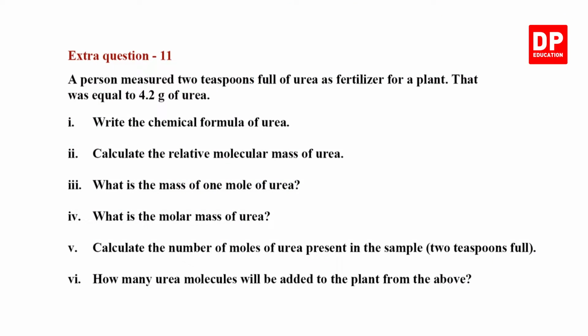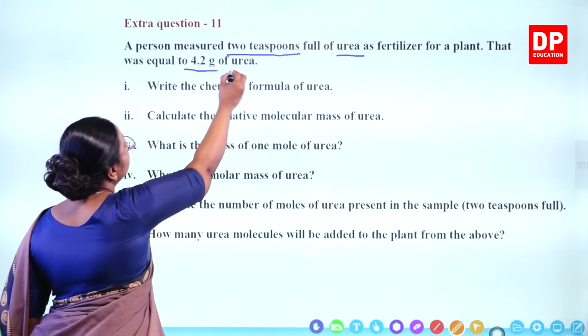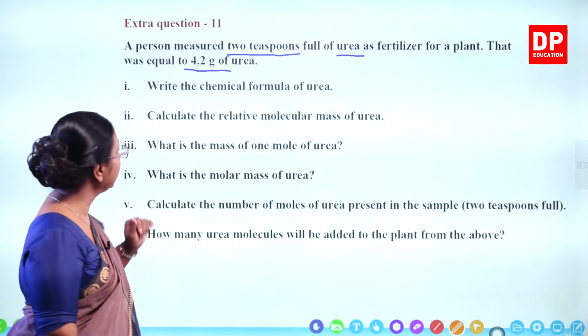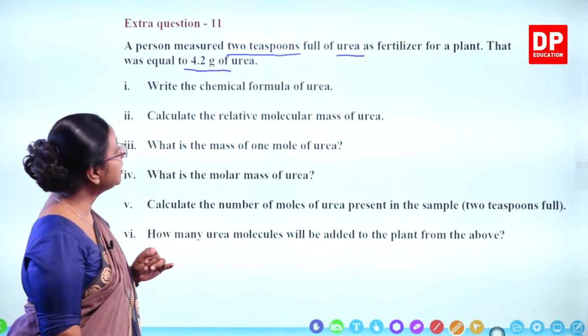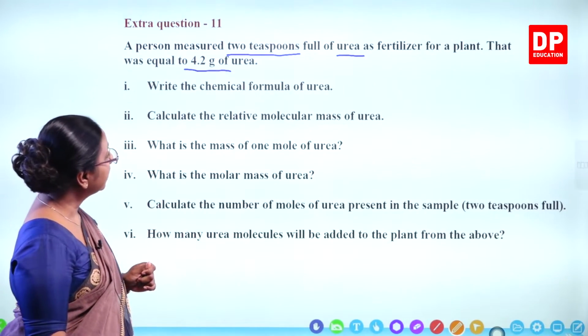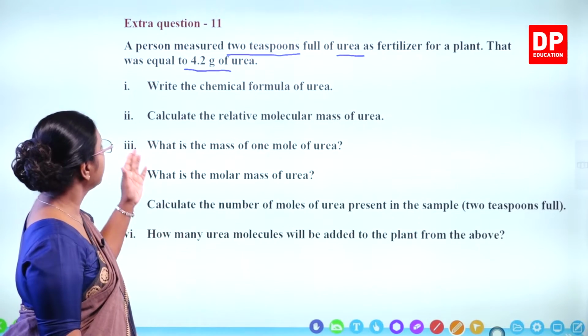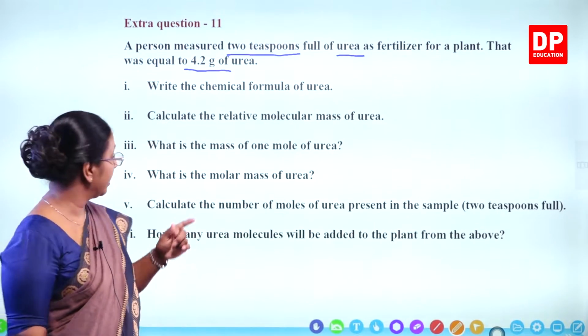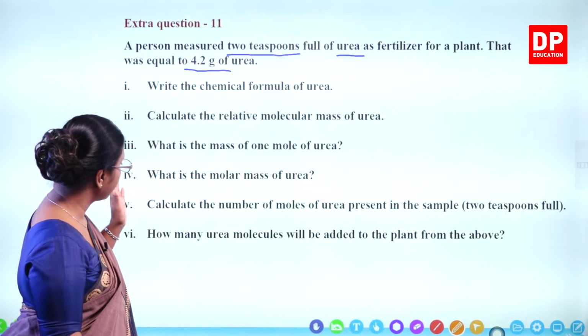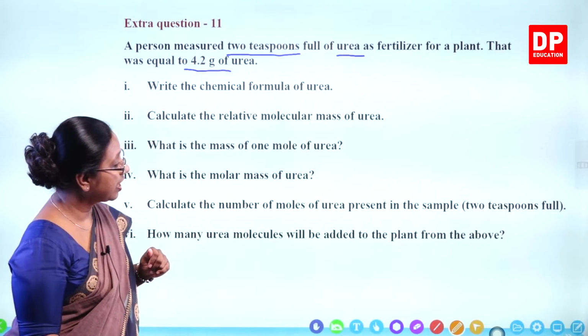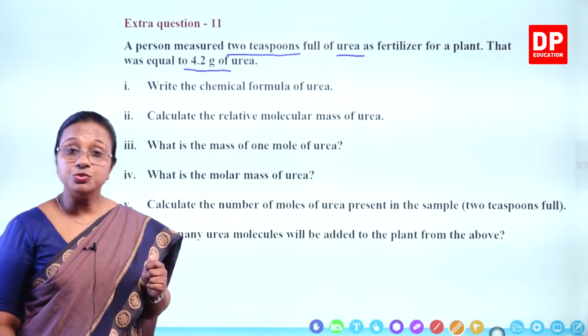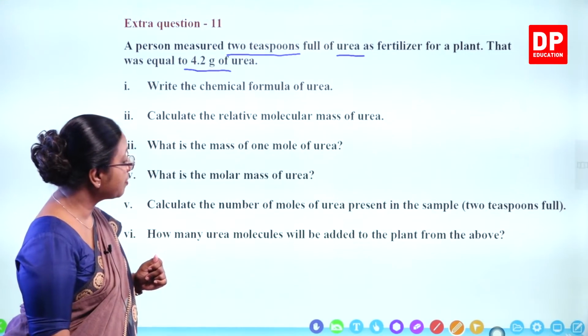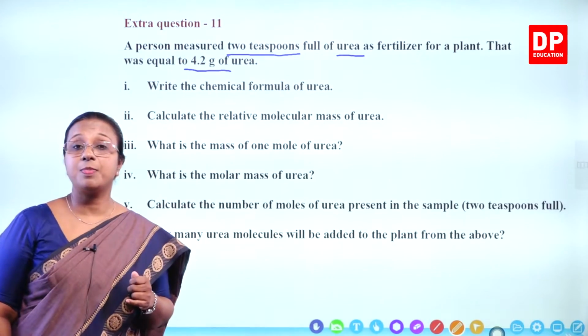Extra question 11. A person measured 2 teaspoons full of urea as fertilizer for a plant. That was equal to 4.2 grams of urea. That is the data given to you. Again, write the chemical formula of urea. Calculate the relative molecular mass of urea. What is the mass of 1 mole of urea? What is the molar mass of urea? Calculate the number of moles of urea present in the sample, that is 2 teaspoons full. How many urea molecules will be added to the plant from the above?